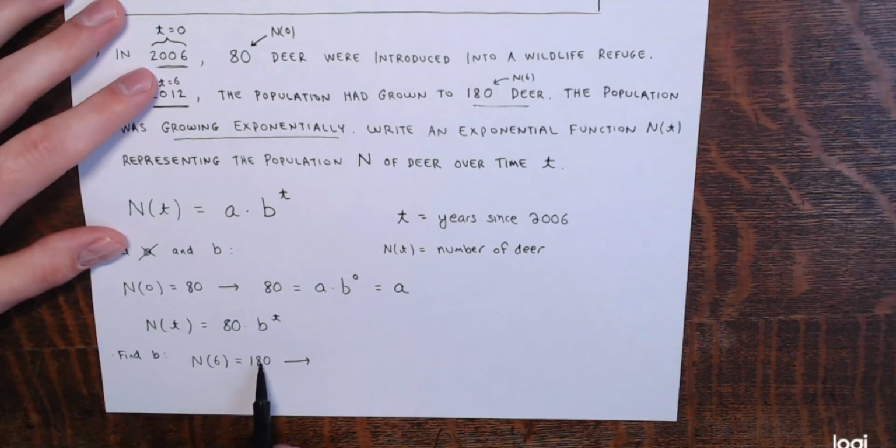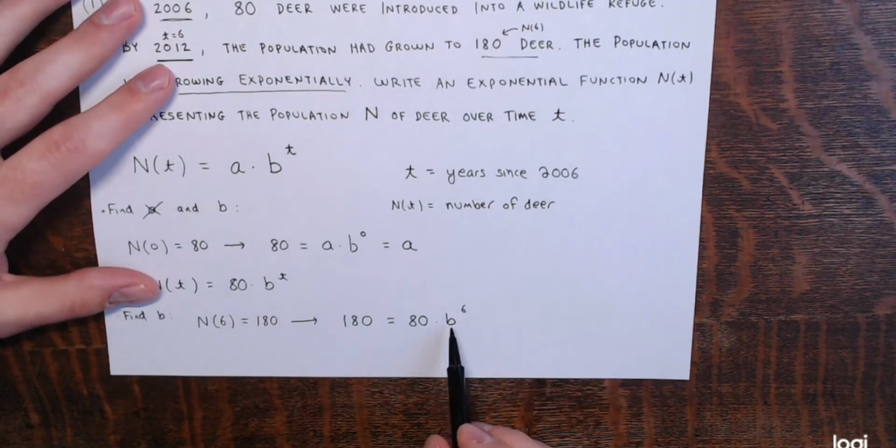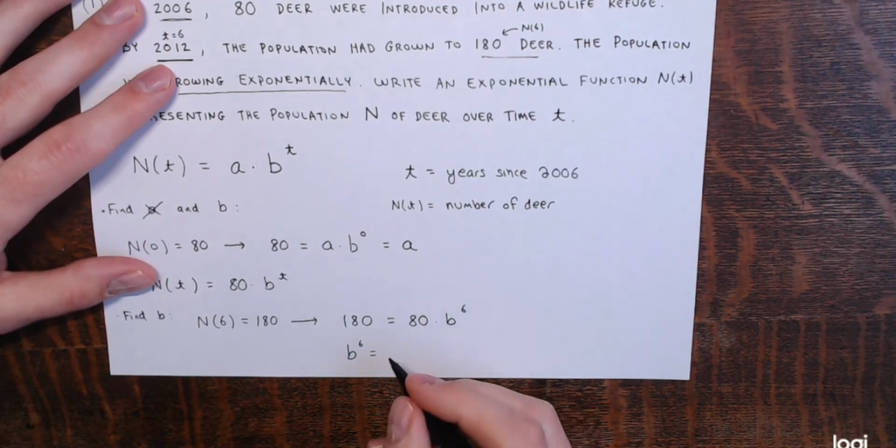Putting in 180 for n on the left side, and 6 for t, this equals 80 times b to the 6th power. Then I solve for b. So we'd have b to the 6th equals 180 divided by 80. That'd be 18 over 8, or 9 over 4, which is 2.25.